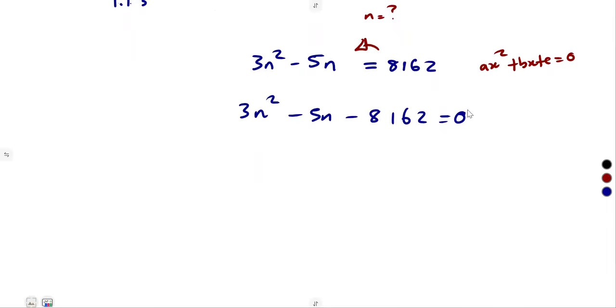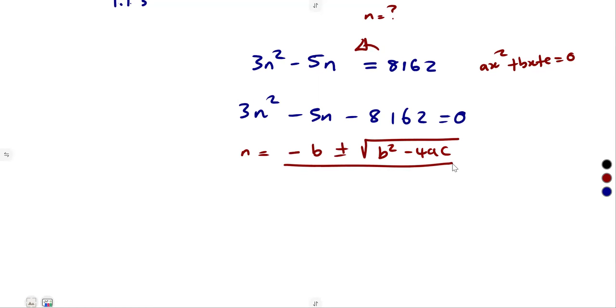We do understand our quadratic formula in terms of x, but in our case, we are dealing with n. So n is equal to minus b plus or minus the square root of b squared minus 4ac, everything over 2a. We must determine our a, the coefficient of n squared. So our a is 3. b is the coefficient of n, which is negative 5. And our c is the constant, negative 8,162.